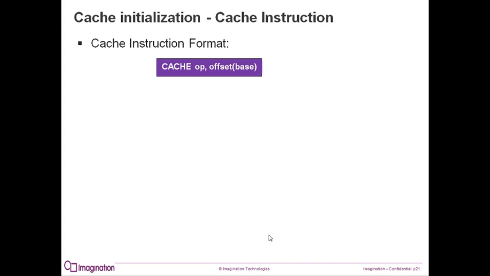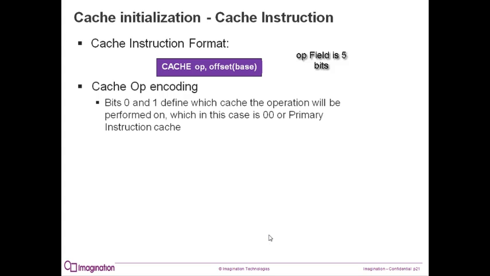Here is the format for the cache instruction. The op field is 5 bits. It contains the cache type and the cache operation to be performed. Bits 0 and 1 encode the cache type. 00 for a level 1 instruction cache, 01 for a level 1 data cache, 10 for a level 3 cache, and 11 for a level 2 cache. Our MIPS core does not support a level 3 cache, and level 1 and 2 caches are optional.